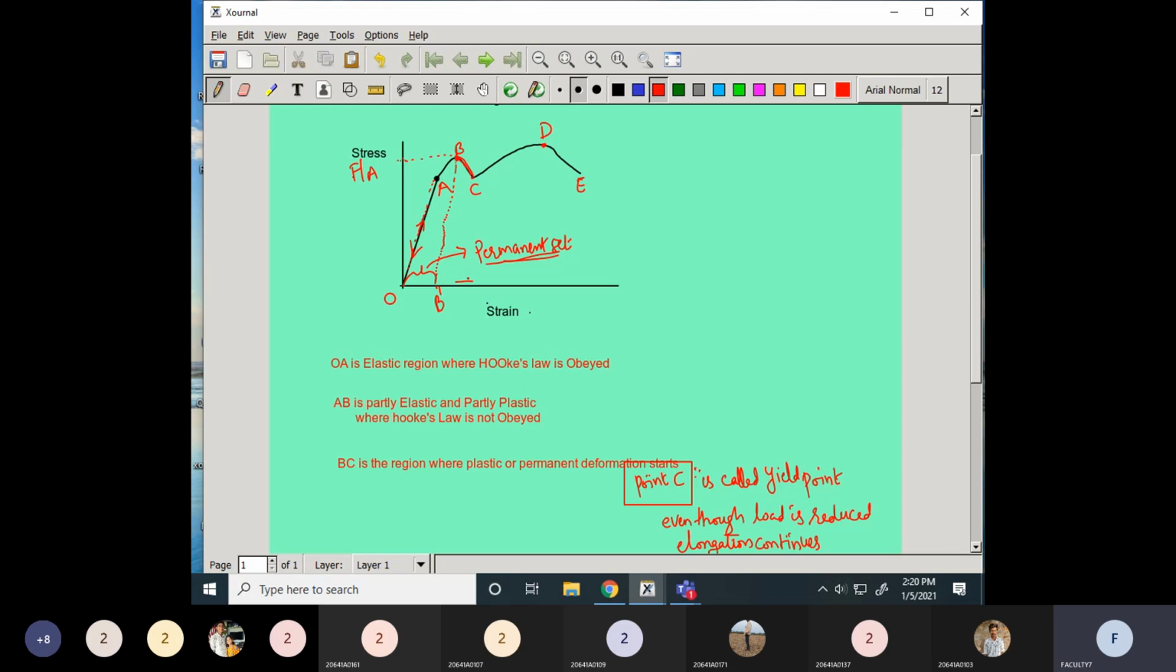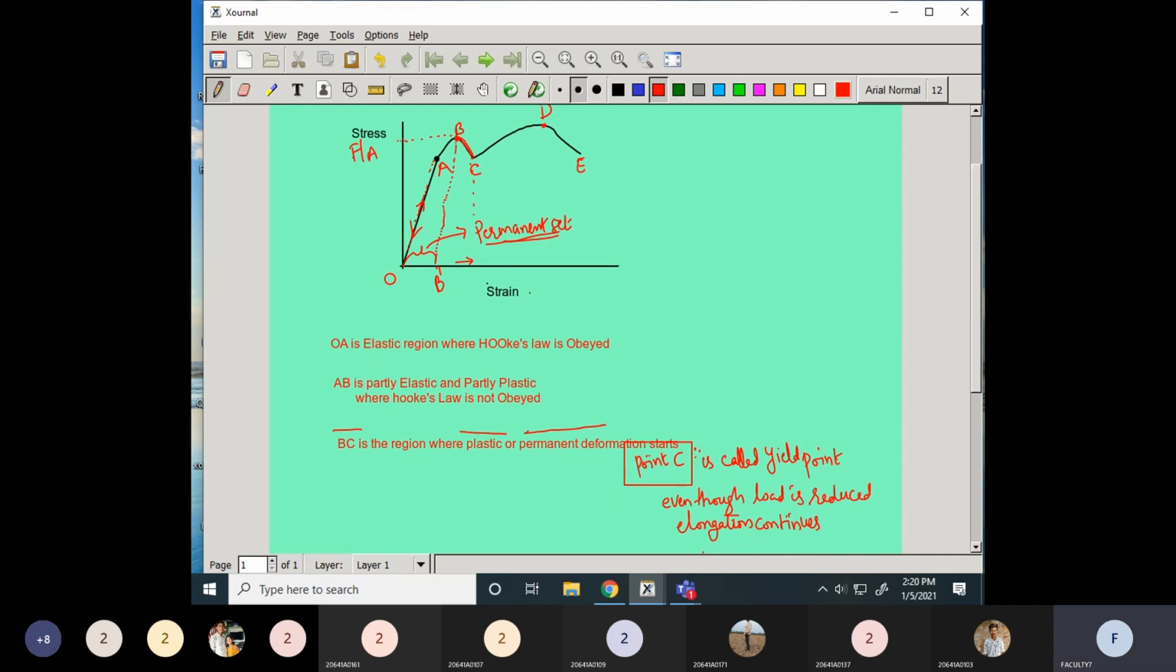The x value is increasing here. The strain is increasing here. So here the deformation will continue. So that region we are considering as a permanent deformation region here. So between B to C, you are going to get permanent deformation.